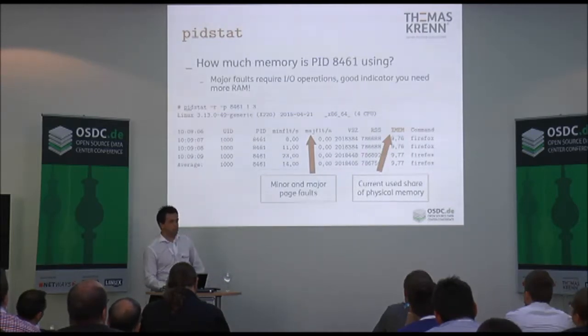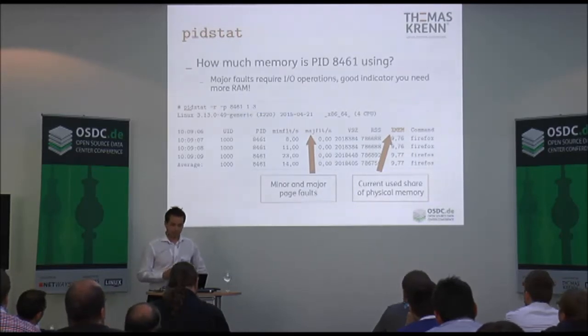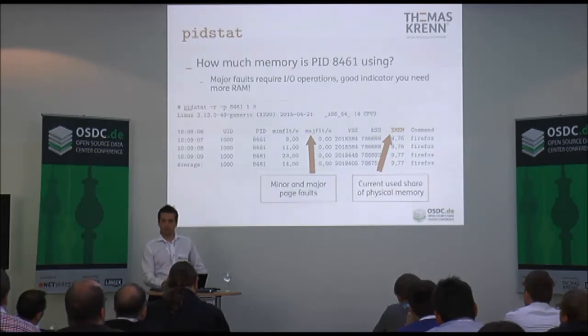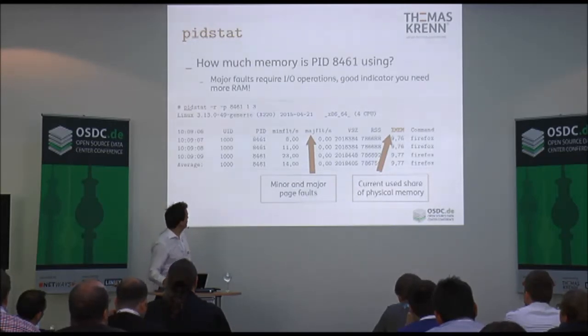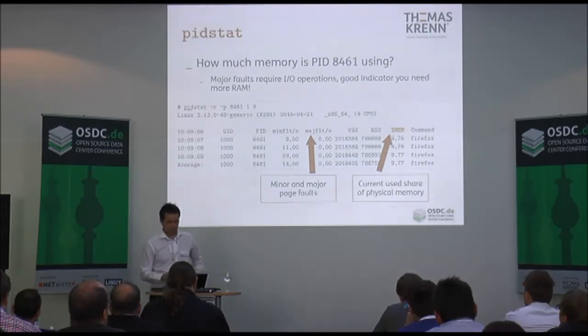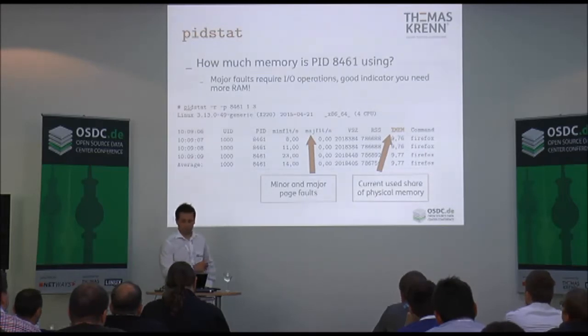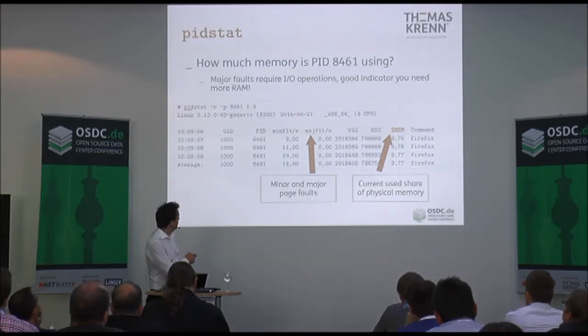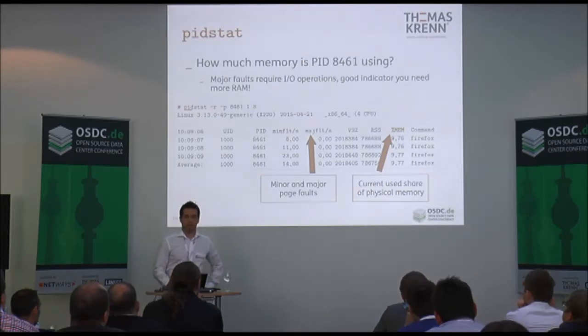We've heard about vmstat before, which is a summary tool, and we also want to get to know about the currently running tasks on my system, how much memory a specific PID is consuming. And you can do that with the pidstat tool. You call the memory report for a given PID, and you can check, okay, this PID is using this percent of memory now, and is also generating some minor or major page faults. Major page faults require IO operation, minor page faults not. And if you have a lot of major page faults, then it's a good indicator that you need some more memory in your system.